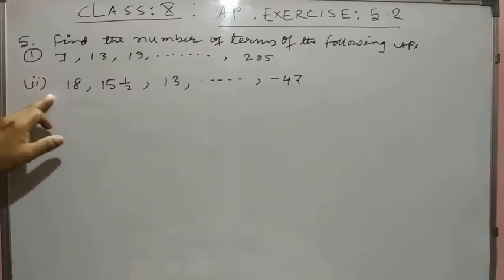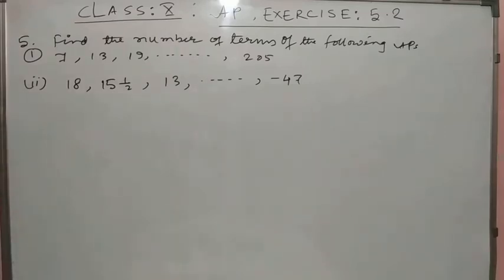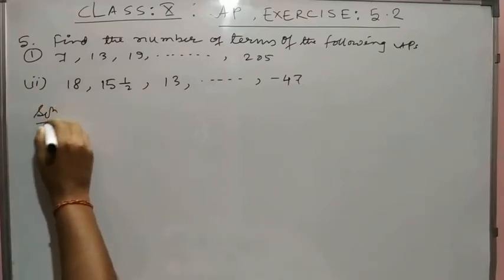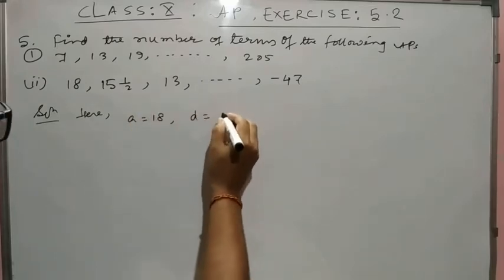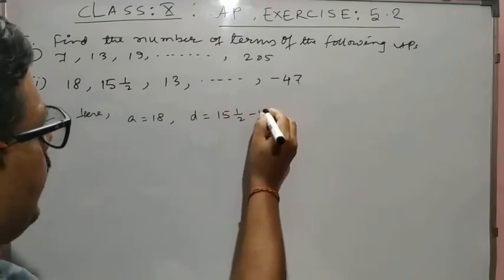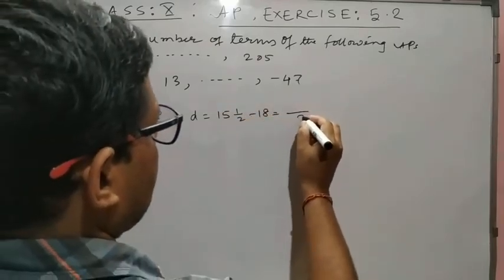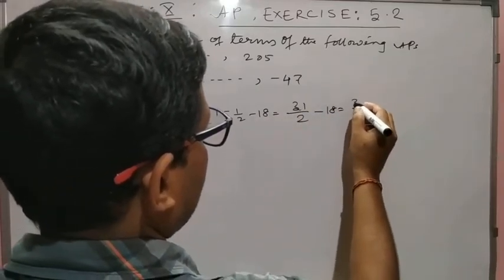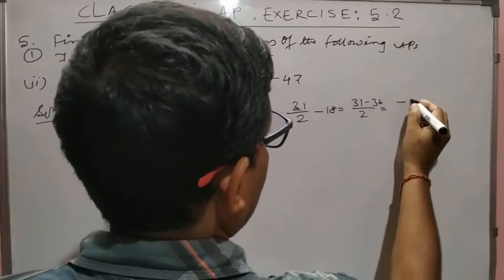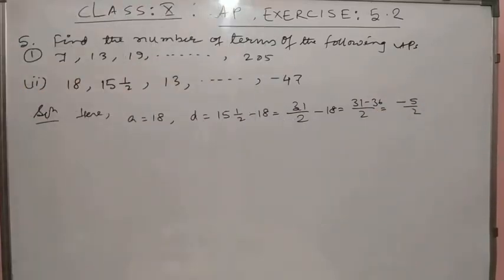We have to find out how many terms are there in this AP. कितना term है इस AP में. So first of all you see the solution. Here A equal to 18, D equal to 15½ minus 18, that is 31 by 2 minus 18. So it will be (31 minus 36) by 2, equal to minus 5 by 2.